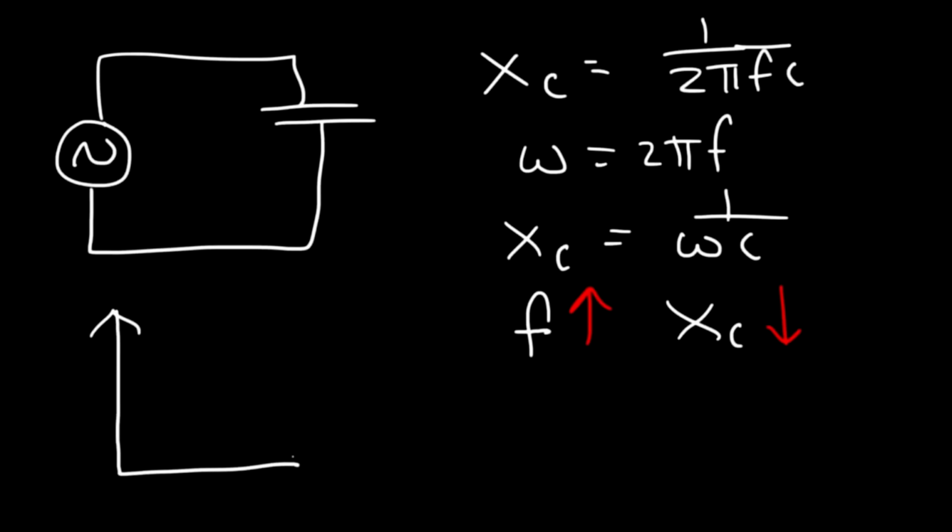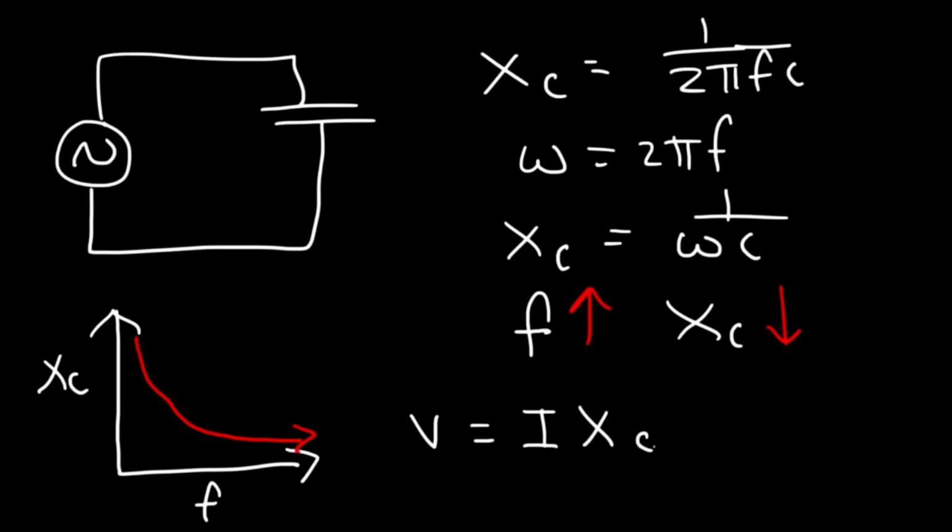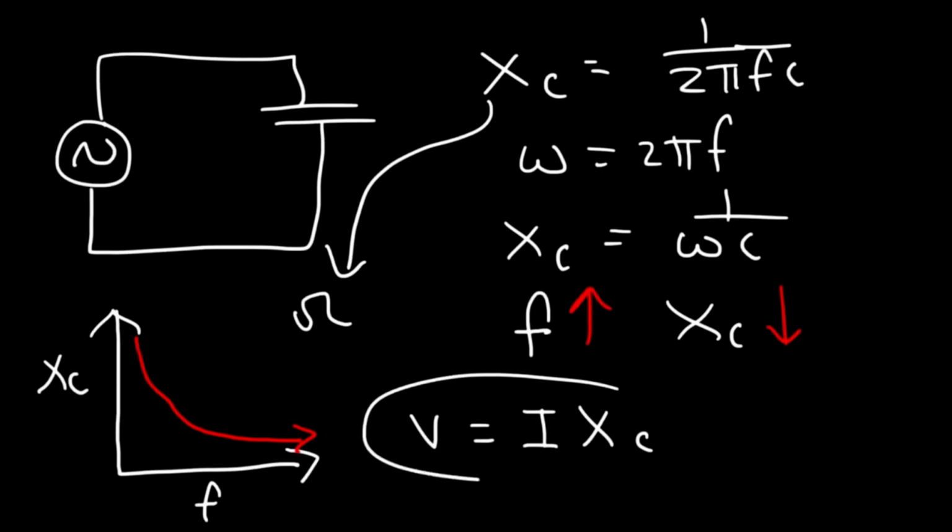If we were to plot a graph between the capacitive reactance and the frequency, here's how it will look like. As the frequency goes up, the capacitive reactance goes down. So it's an inverse relationship. And the voltage in the circuit is equal to the current multiplied by the capacitive reactance. The capacitive reactance, like the inductive reactance and resistance, they all have the same unit, and that is ohms. So just keep that in mind.